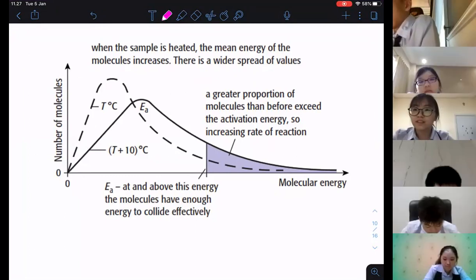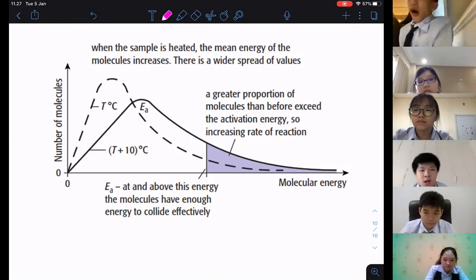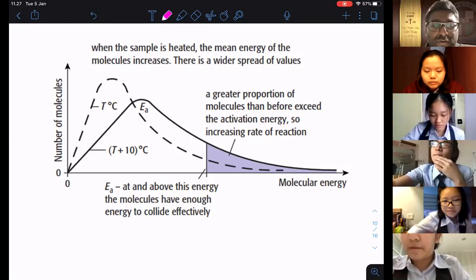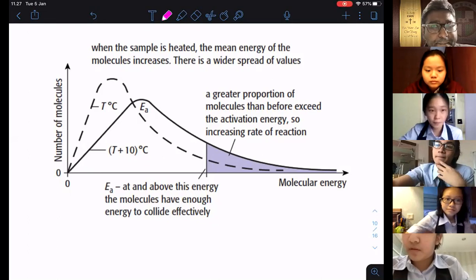Then what? There is shading over here. What does it represent? The area under the line represents the number of particles or molecules. Okay, so does it mean that the total area under the curve is going to be the total number of particles in that system?